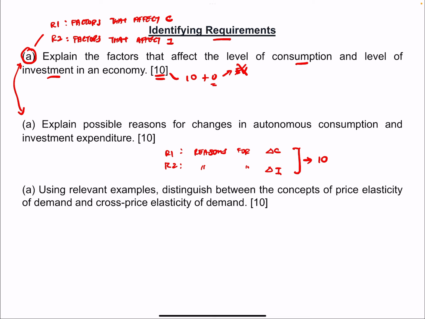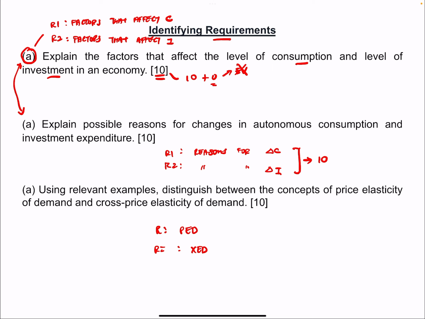Okay, the next part A, again, is 10 plus 0. So using relevant examples, distinguish between the concepts of price elasticity of demand and cross elasticity of demand. R1 will be to tell me more about the concept of PED, and then R2 will be to tell me the concept about XED. Questions where they are all part A questions have 2 requirements, and sometimes the 2 requirements can be quite easy to identify.